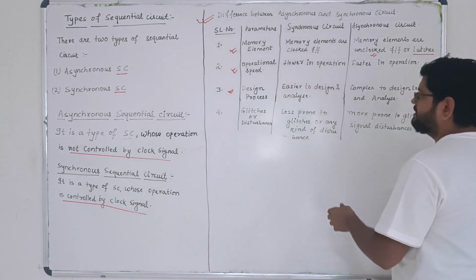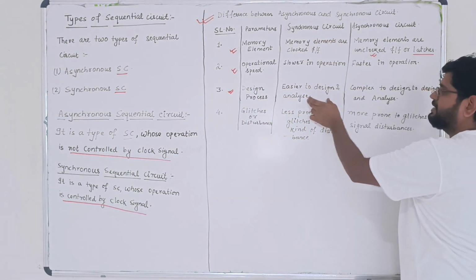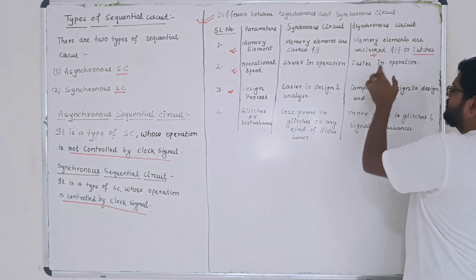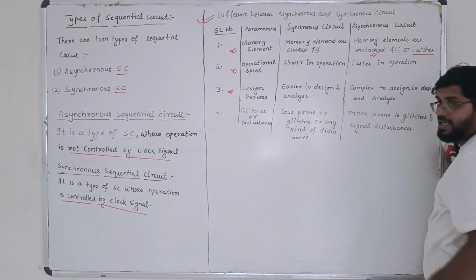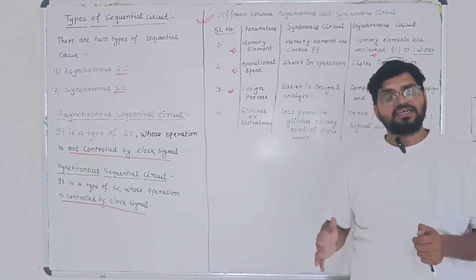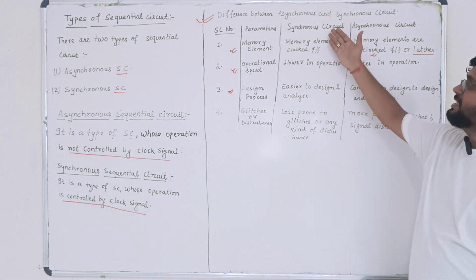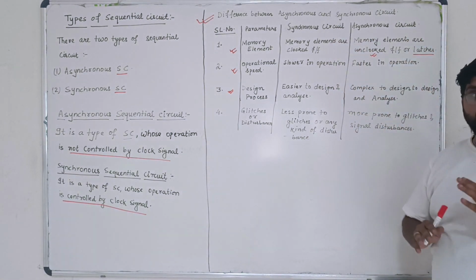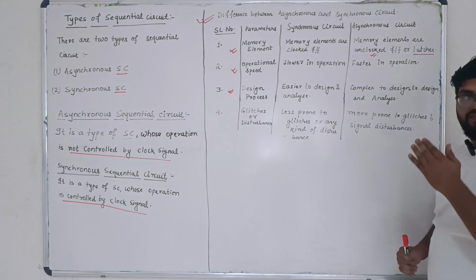The next is the design process. A synchronous circuit is easier to design and analyze, while an asynchronous circuit is complex to design and analyze. The question that might come to your mind is why the analysis and design of a synchronous circuit is easier while the design of an asynchronous circuit is complex. The reason is the presence of the clock signal.